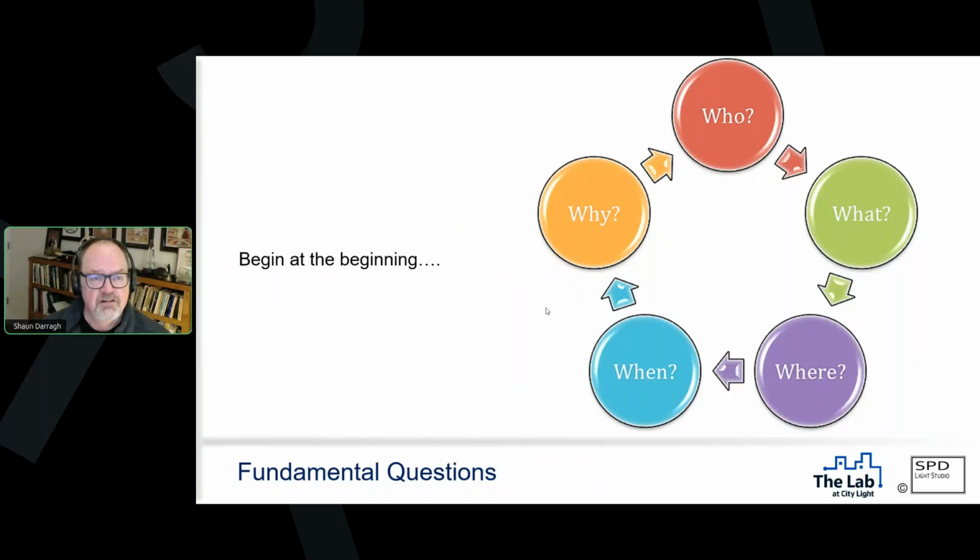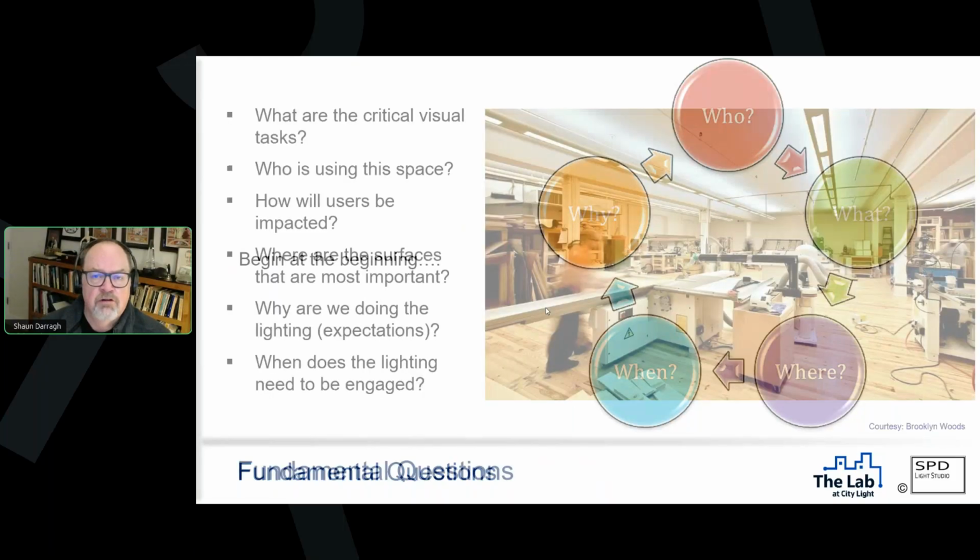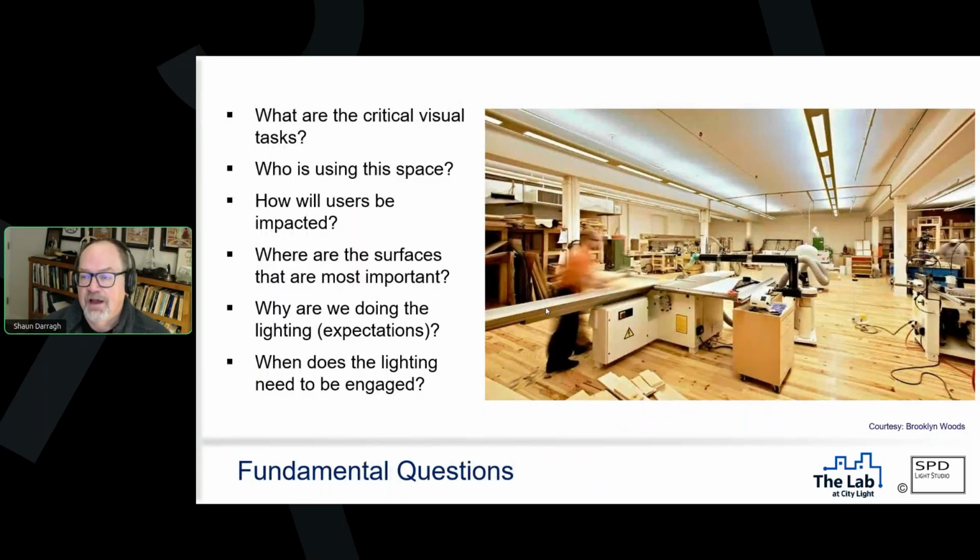Well, start at the beginning and ask yourself some fundamental questions, right? What are the critical visual tasks? Who's using the space? How are the users going to be impacted? What surfaces are important? When does the lighting need to be engaged at all? Sometimes it really doesn't. The wood shop that we see here, which is lighted with indirect-direct fluorescent lighting, that's an interesting choice for a wood shop, but it really provides a nice level of ambience and brightness and feeling within that space. It's going to have some challenges as well because you're going to have to clean the top of those light fixtures periodically, but it's actually really quite an interesting space.